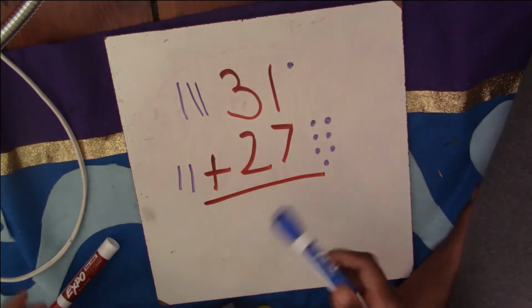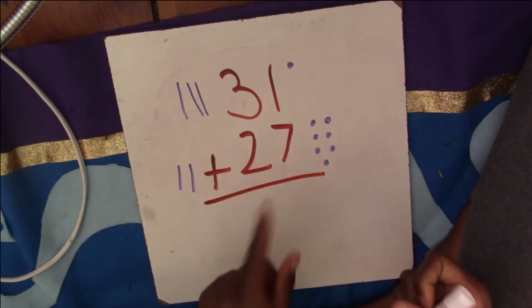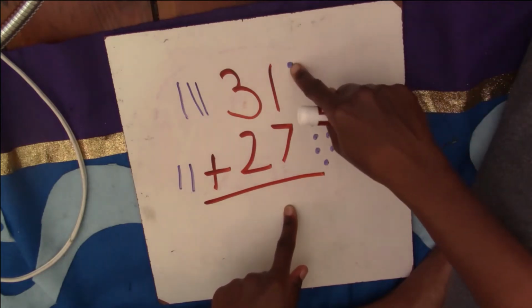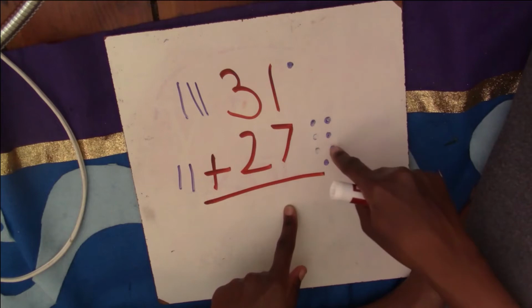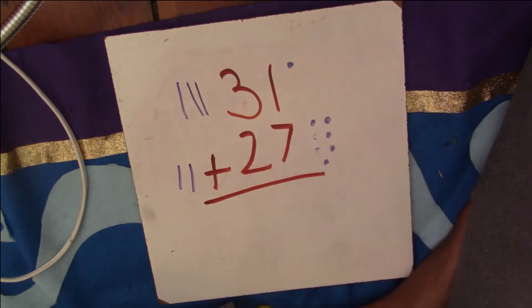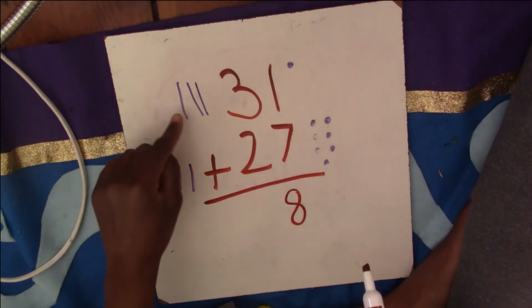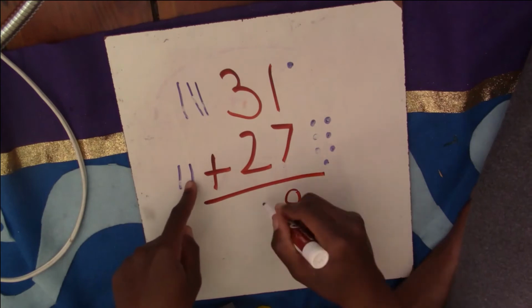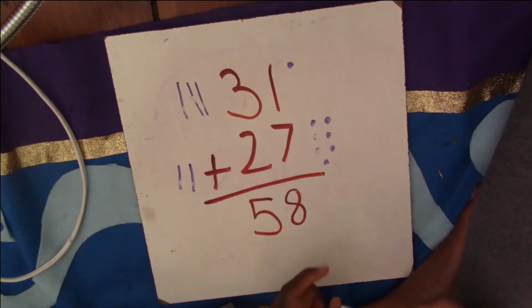Now I'm going to add. When I'm adding, I always start with my ones. So I'm going to count up all of my ones: 1, 2, 3, 4, 5, 6, 7, 8. I have 8 ones. Now I'm going to count up my tens: 1, 2, 3, 4, 5. I have 5 tens. All right, and my answer is 58.